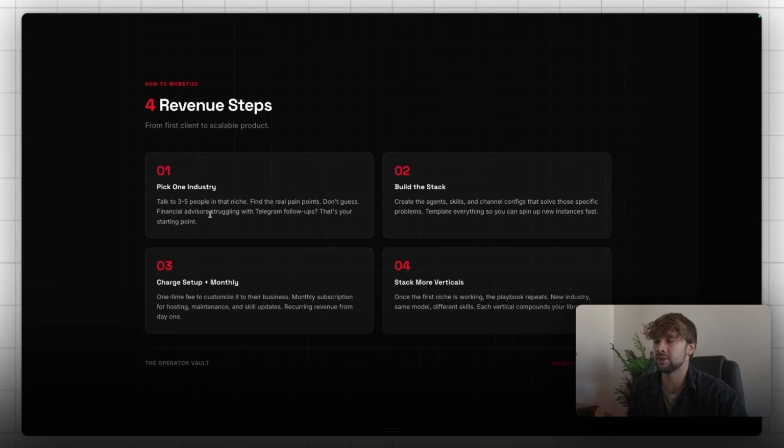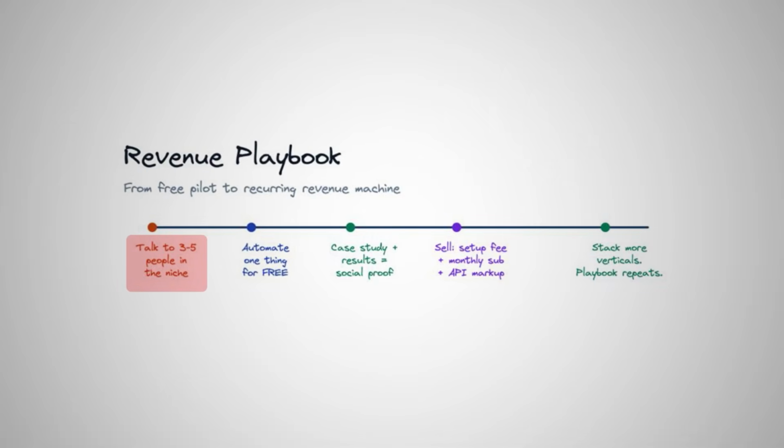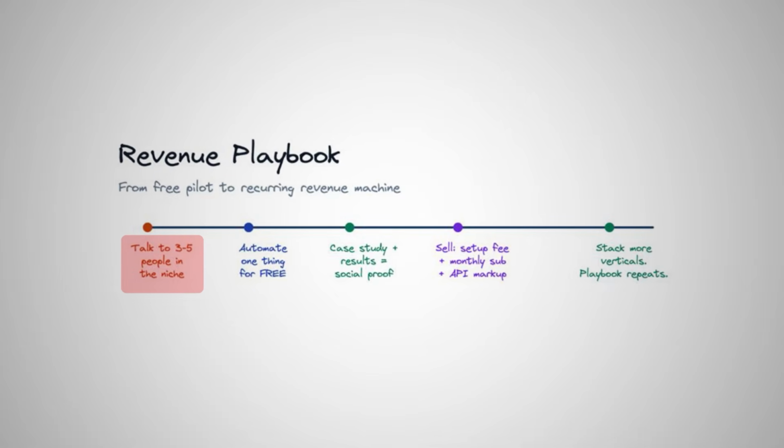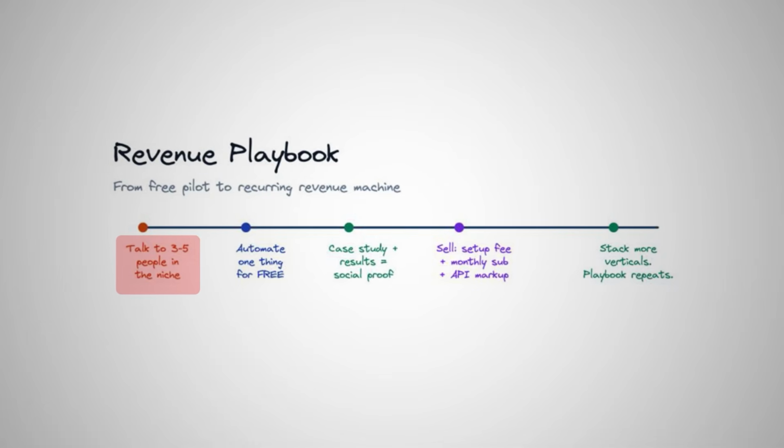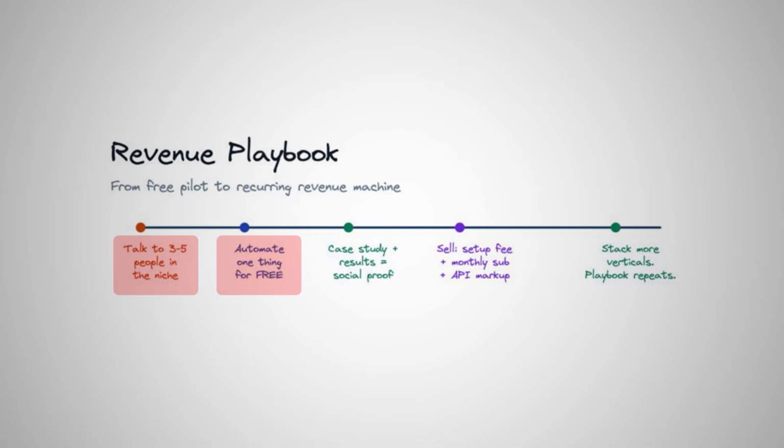I'd say pick one industry, right? Talk to 3 to 5 people in a niche, find the real pain points, find the things that they need to automate, and really don't guess. Just ask, what is it that we could automate for you guys? And then see, could I automate that for free for you guys?